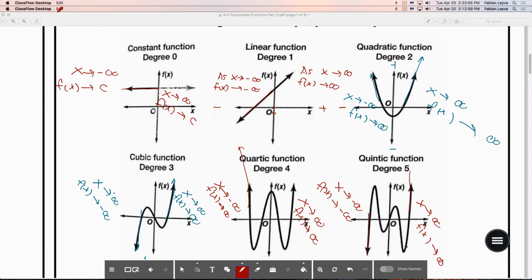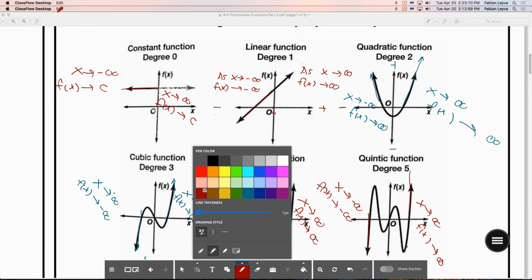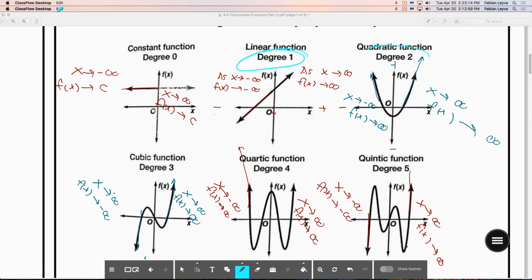Now, before we go from there, what I was trying to get at is I want you guys to look at your degrees and analyze their end behaviors and see if you can see any patterns within degrees. If you look at these degrees, this is what the end behavior happens. If you look at these degrees, this is what the end behavior happens. Can you guys notice anything? What is it?